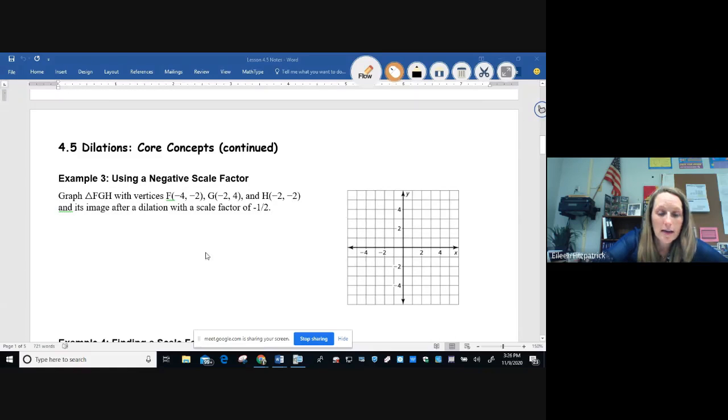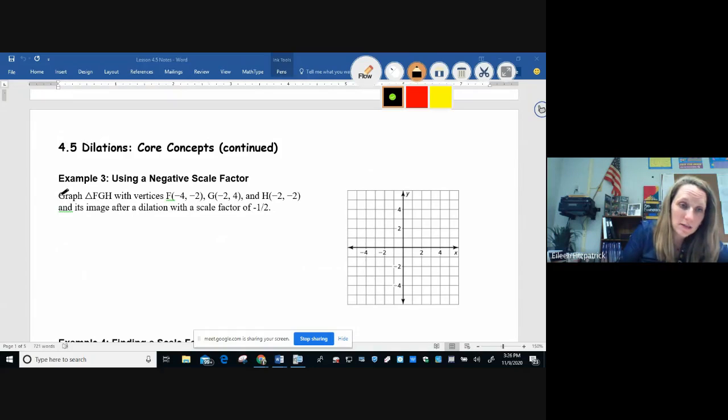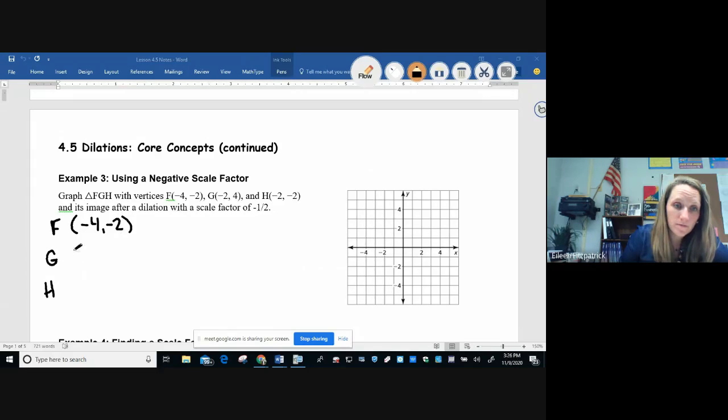Okay, using a negative scale factor. Using a negative scale factor doesn't really change anything that we're going to do. We'll talk about what it looks like, but as far as the process is concerned, it's still the same. So I'm going to list my coordinates of F, G, and H. We have a triangle again that we're going to dilate. So F, G, H: (-4, -2), (-2, 4), (-2, -2), F prime, G prime, H prime.